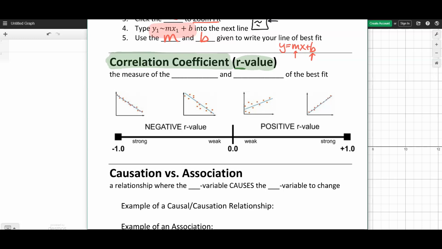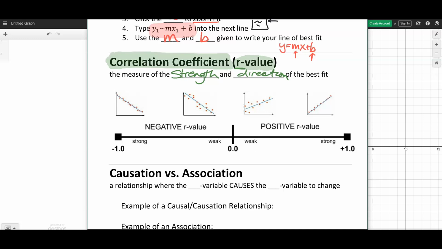It is the measure of the strength and the direction of the line of best fit. Okay, because we can find a correlation between any data points, but we have to know, as people who consume data, as someone who would maybe read the news and see some data and they're going to present it to you, how good that data is. If it's strong, it's good data. If it's weak, it's not as good of data.